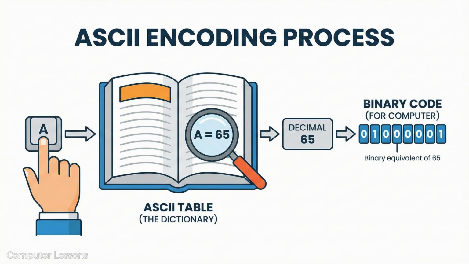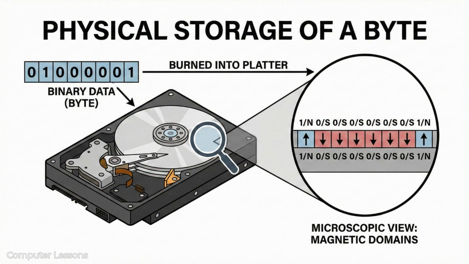When you press the letter A on your keyboard, your computer doesn't save an ink drawing of the letter A. It consults a massive dictionary called the ASCII table. It sees that A is the 65th letter. It then converts the number 65 into binary, which is 01000001. That sequence of 8 switches is what is actually burned into your hard drive, or storage device.